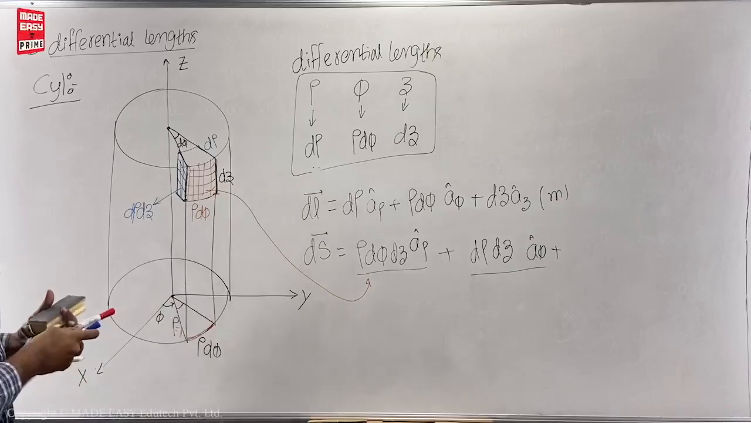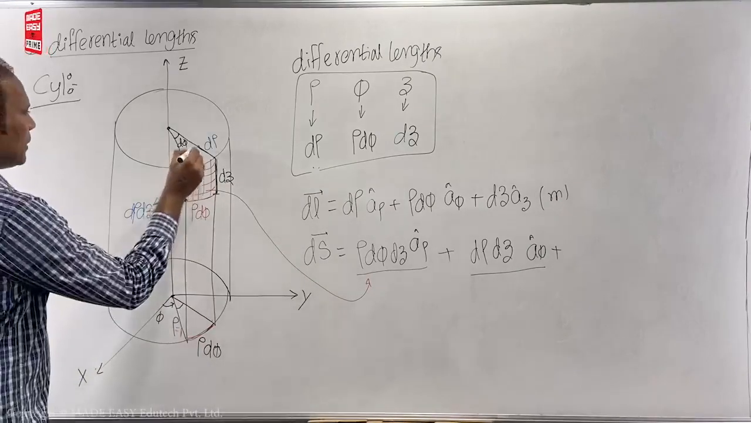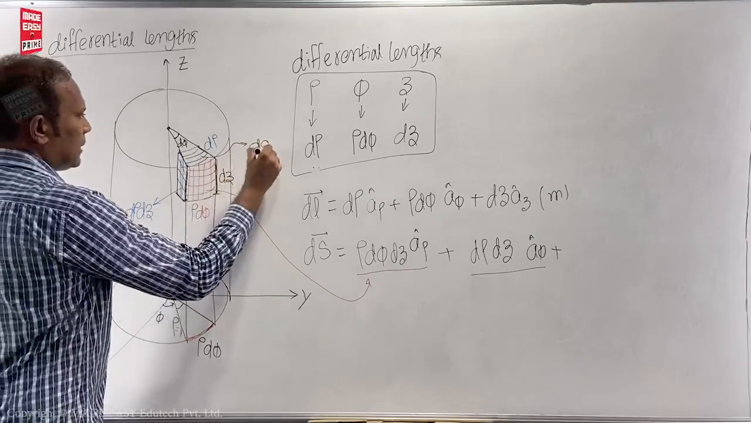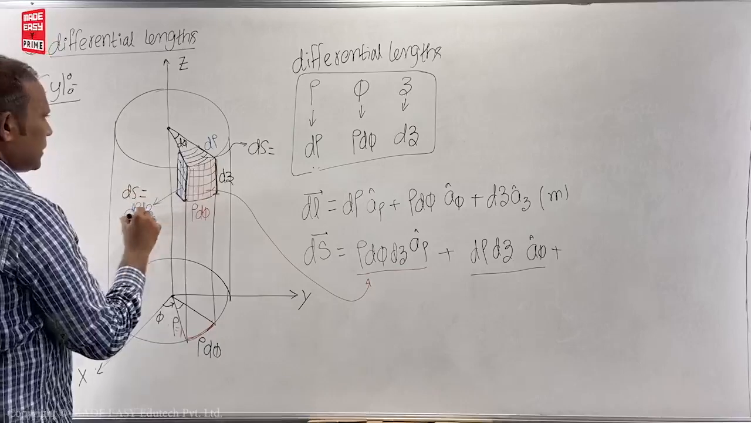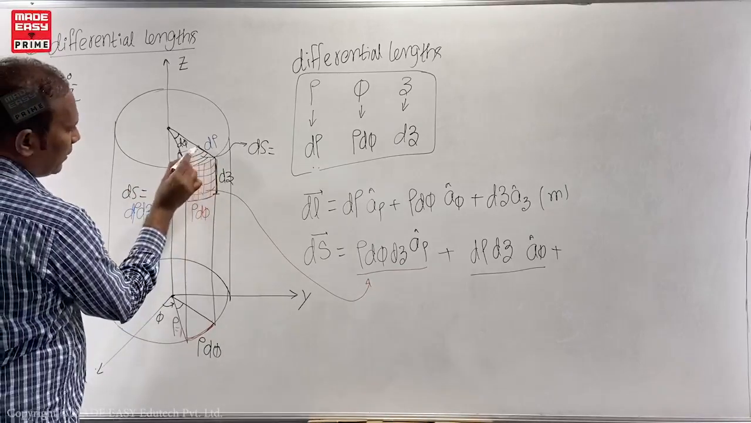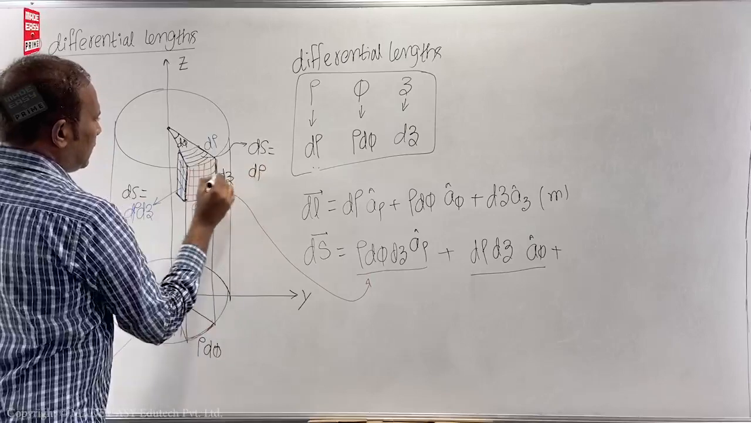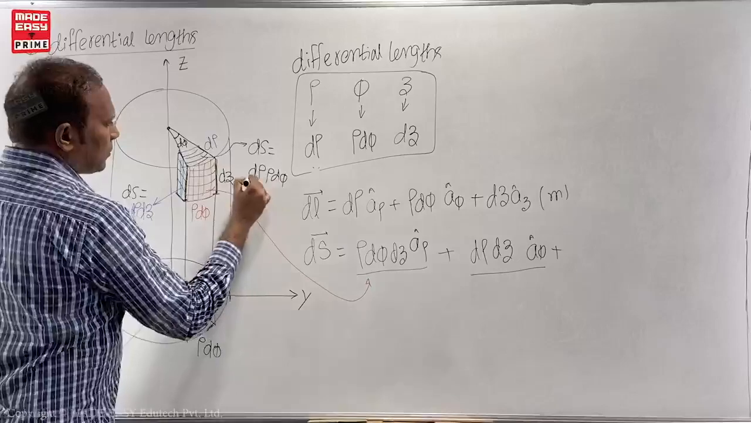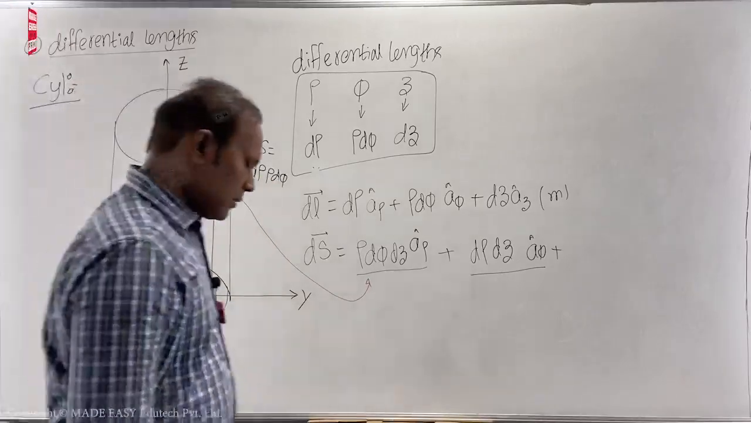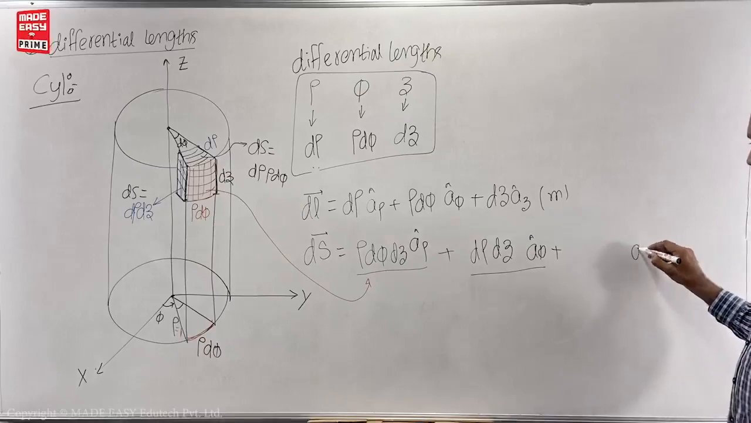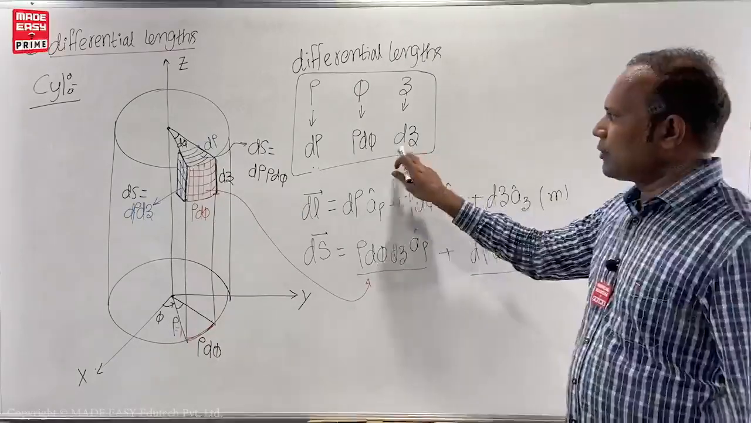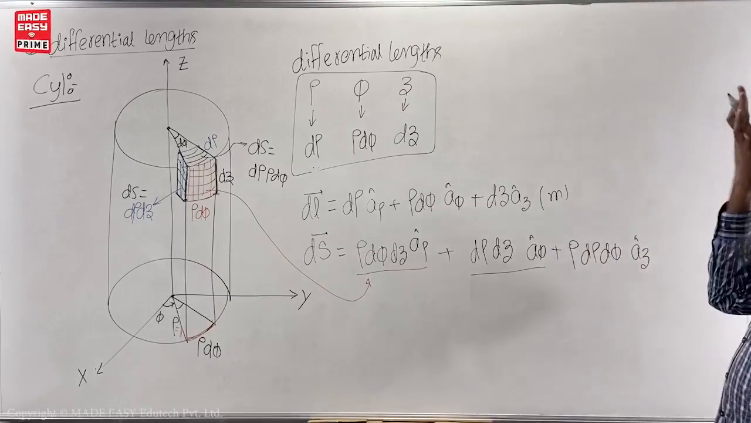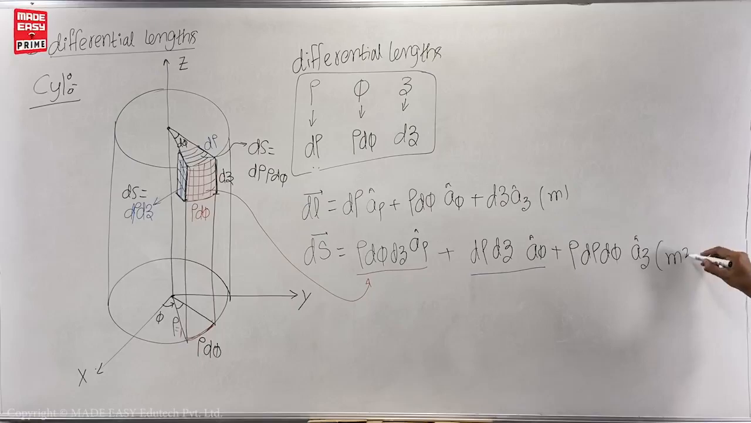Anyway, now let us see the topmost surface. Can you tell me what the ds equation is for this one? Here it is d rho, and this one multiplied with this one, that is rho d phi. So rho into d phi you get. In the z direction you have to leave this one and multiply these two. So that is rho d rho d phi, which is in meter square.